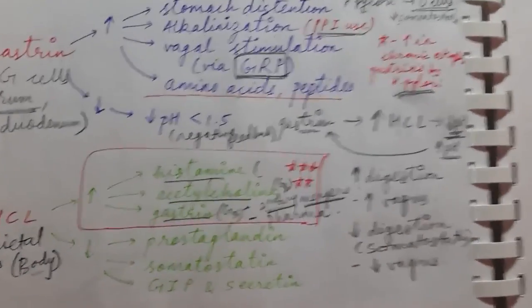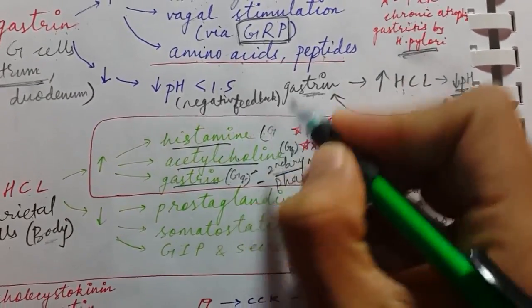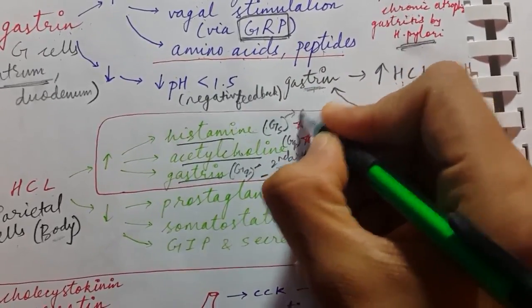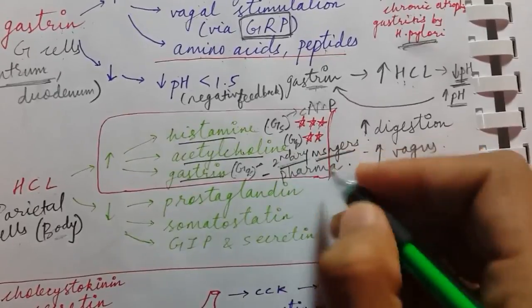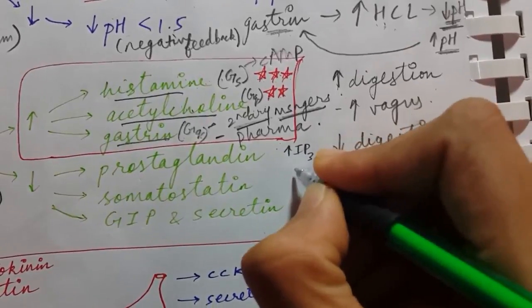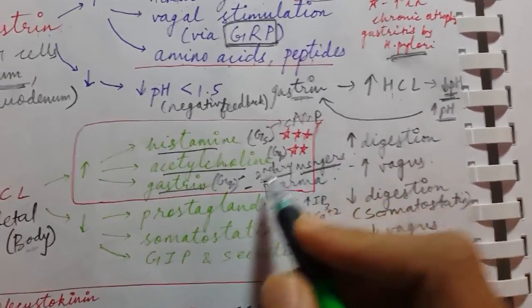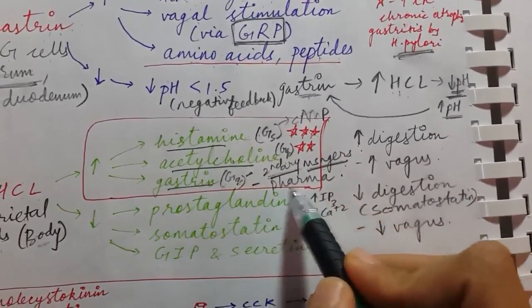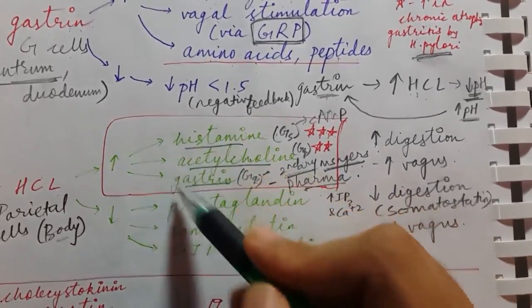While histamine works through Gs. Definitely remember that, and from Gs it causes an increase in cyclic AMP, while from Gq there is an increase in IP3 and calcium. Definitely remember that this is one of the highest yield things. Another thing is its connection with pharmacology. All the drugs which decrease acidity work mostly through these 3 substances.